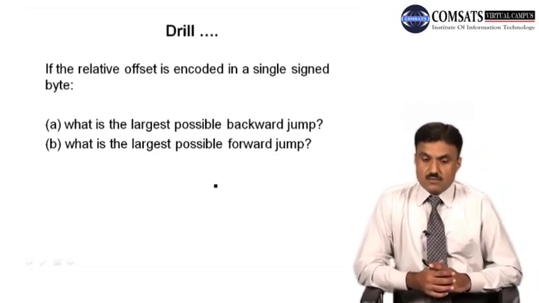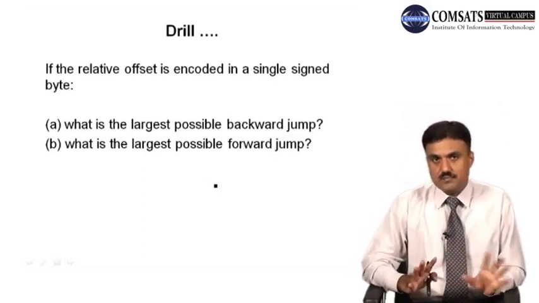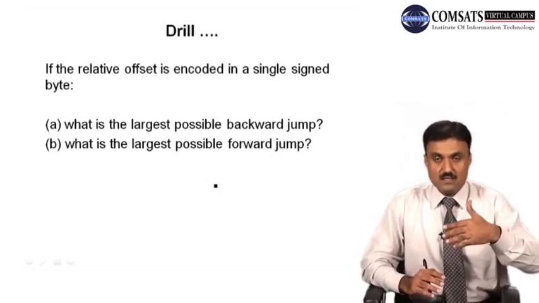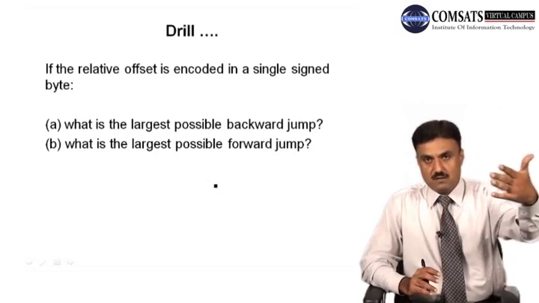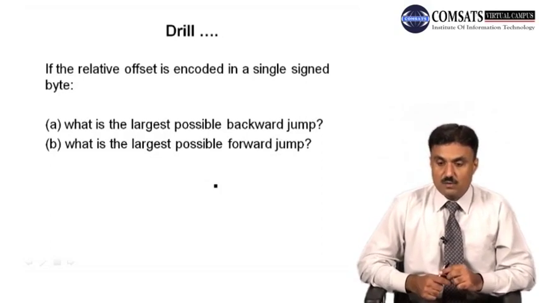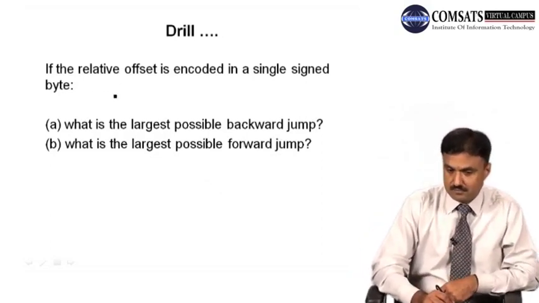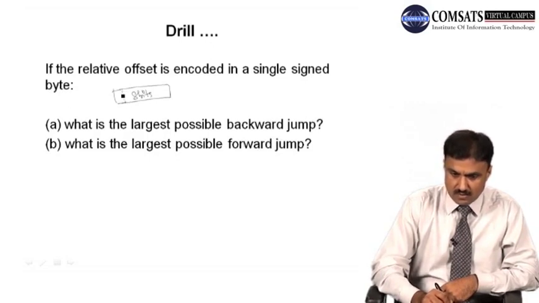If the relative offset is encoded in a single sign byte, for example, our offset is either a sign byte, meaning the offset can be negative or positive. What is the largest possible backward jump? Single byte, 1 byte. If there are 8 bits and 1 bit of them is also for the sign.